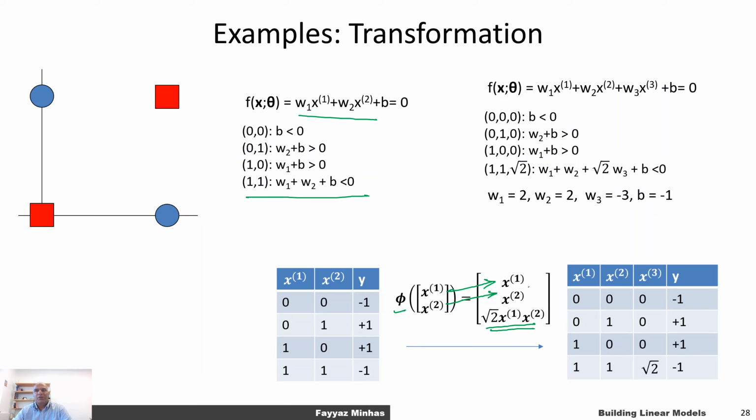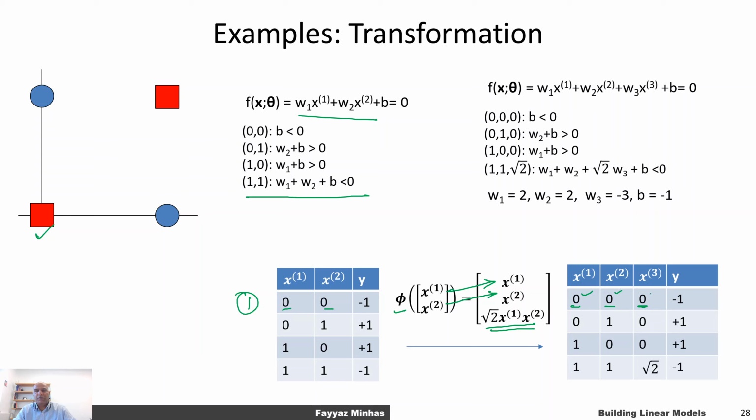So if we apply this transformation on the points that we were given, for example number 1, which is (0, 0), this point over here, we get an additional feature, which is square root of 2 multiplied by the first 0 multiplied by the second 0, so we get a 0 over here. The labels remain the same. The important thing to remember is that these transformations are always based on features.